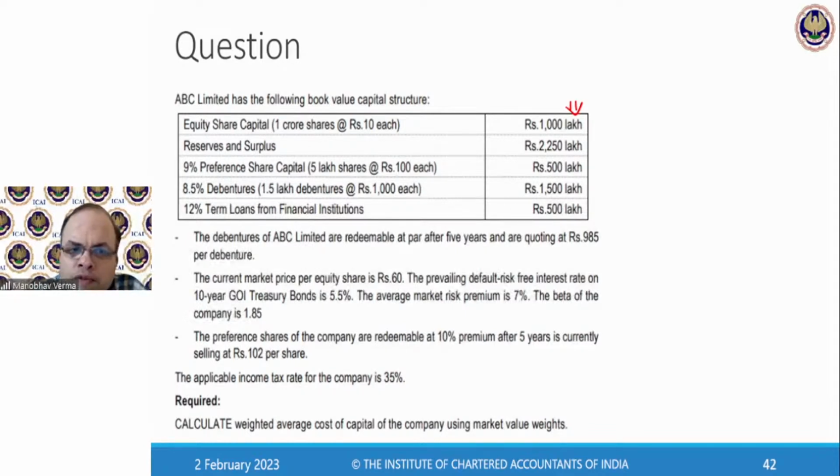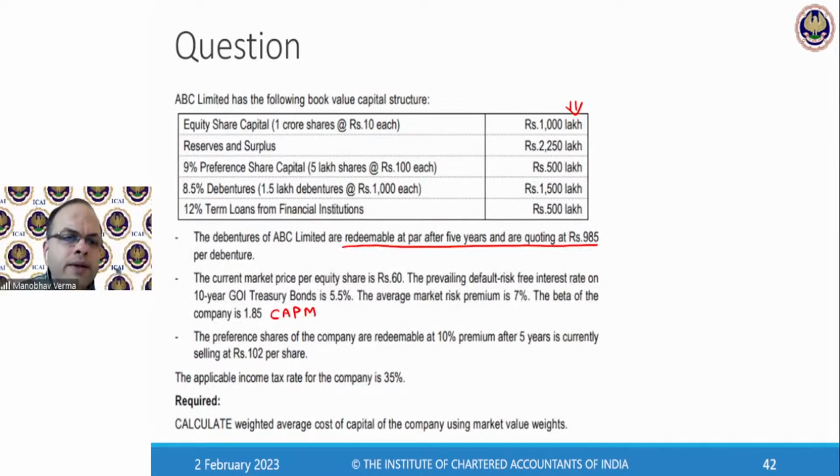8.5% debentures. So we have 1.5 lakh debentures of 1,000 each, or 12% term loans from financial institutions. Now, debentures of ABC Limited are redeemable at par after 5 years and are quoting at 985, guys. Okay. The current market price per equity share is 60. Prevailing default risk-free rate on the 10-year Government of India Treasury bonds, that is 5.5. Risk premium is given and beta is given. So guys, I hope everyone is clear that we are looking at a capital asset pricing model here.